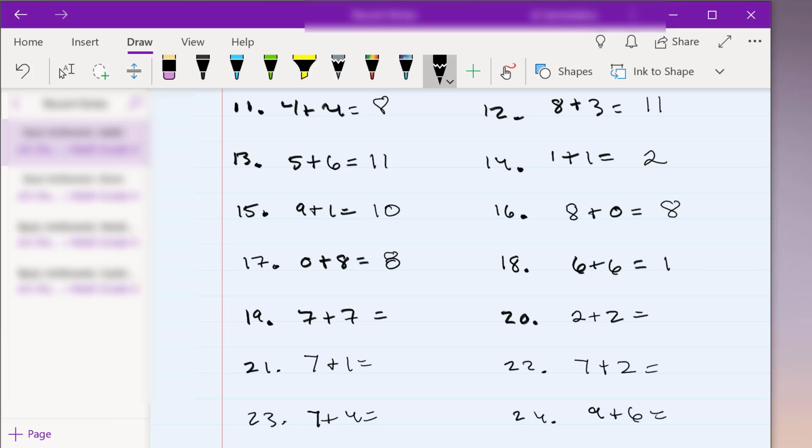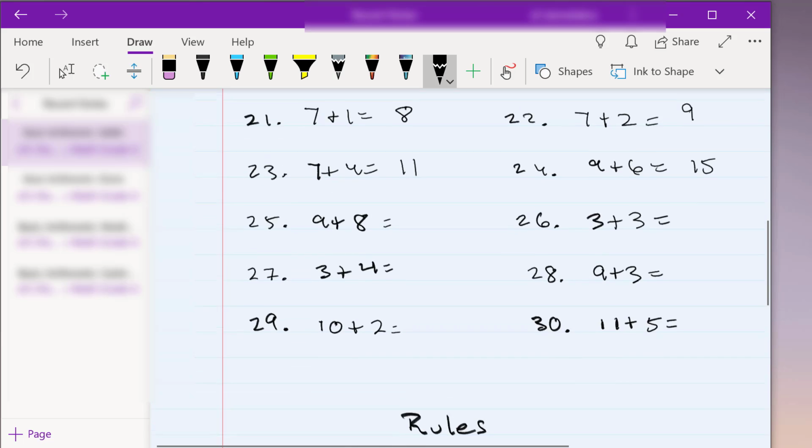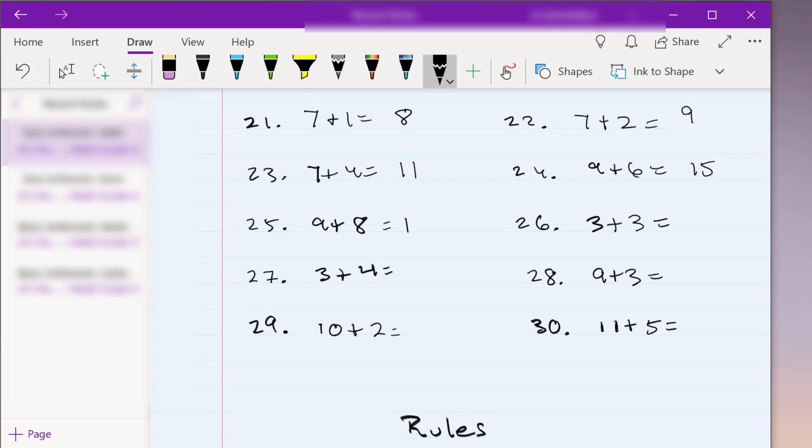6 plus 6 is 12. 7 plus 7 is 14. 2 plus 2 is 4. 7 plus 1 is 8. 7 plus 2 is 9. 7 plus 4 is 11. 9 plus 6 is 15. 9 plus 8 is 17. 3 plus 3 is 6. 3 plus 4 is 7. 9 plus 3 is 12.